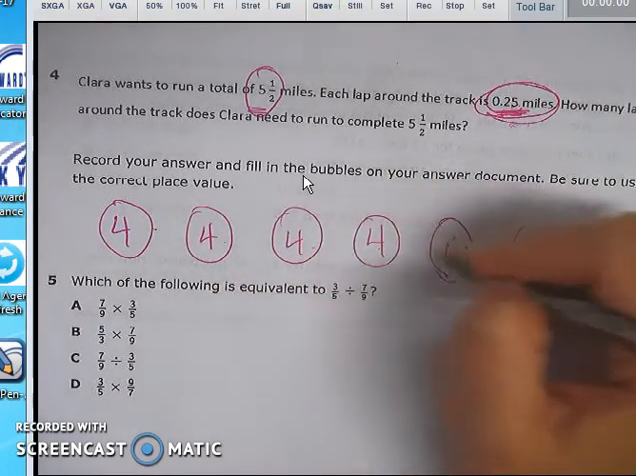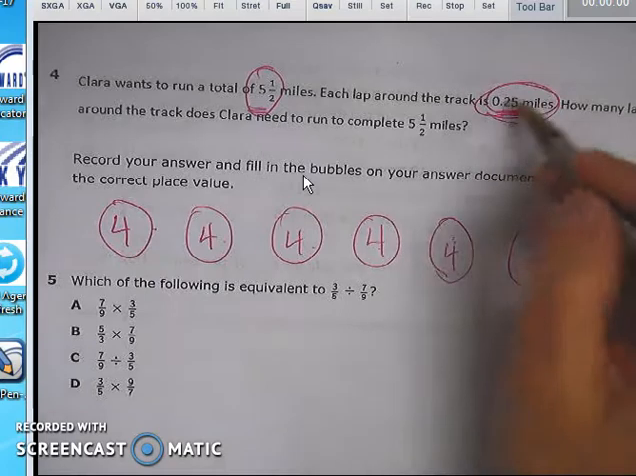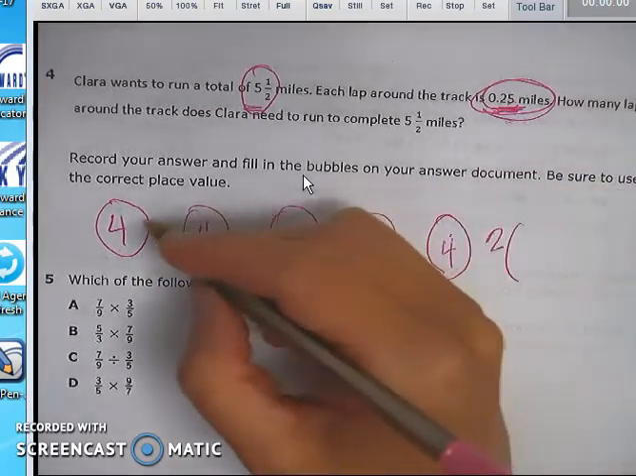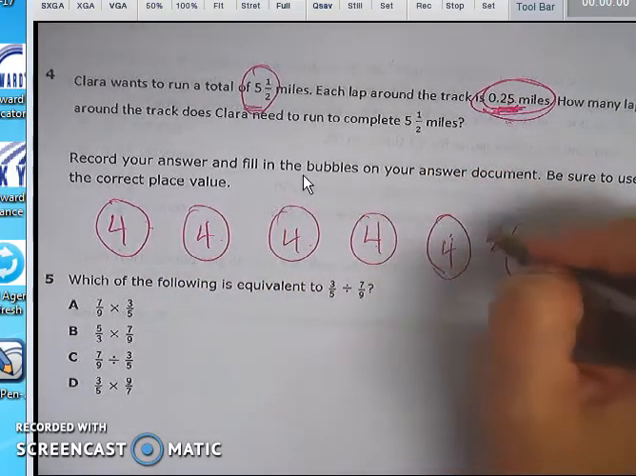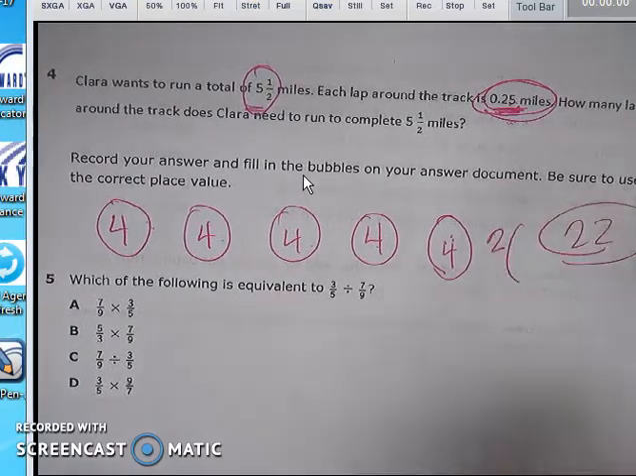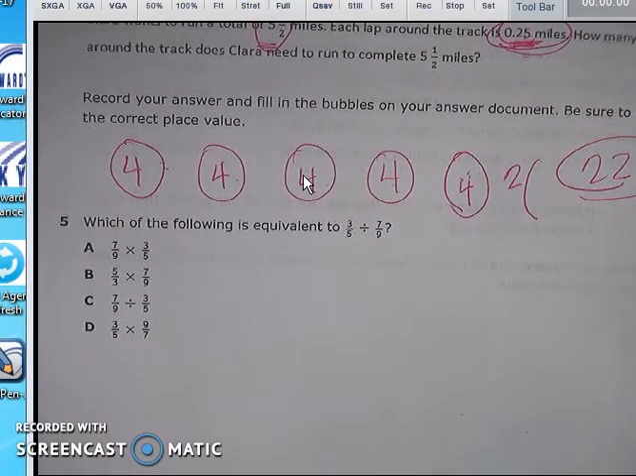1, 2, 3, 4, 5. Okay. Then this right here only needs 2. 1, 2, 3, 4, 5, 20 plus 2 is 22. Zero reason to have missed that.